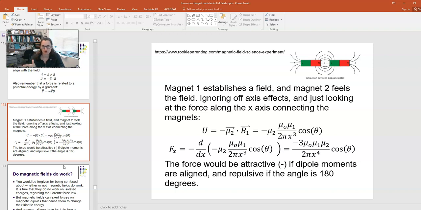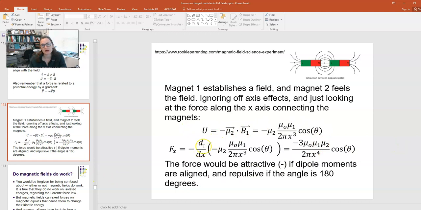All right, so let's take the magnetic field that we found along the axis of the magnetic dipole. So that would mean that minus mu 2 dot B1 would be minus mu 2 times mu naught mu 1 over 2 pi x cubed cosine theta. So here, the cosine theta is from that dot product, and it's how well those two things align with one another, okay? Now, this is our potential energy.